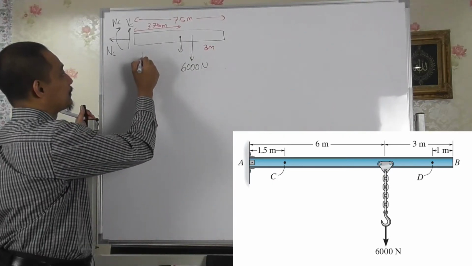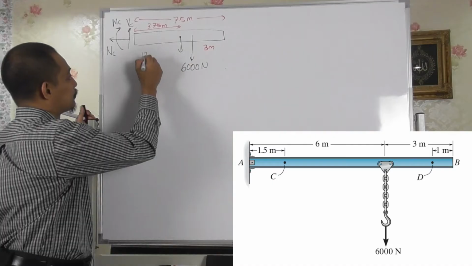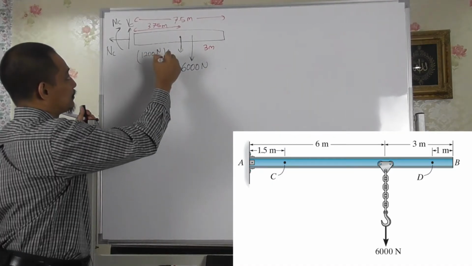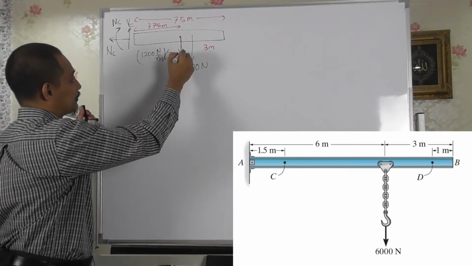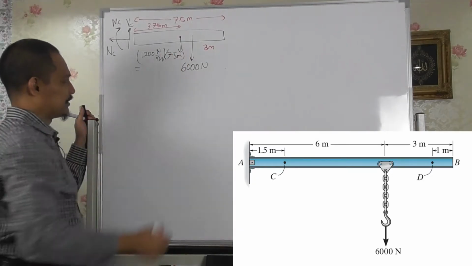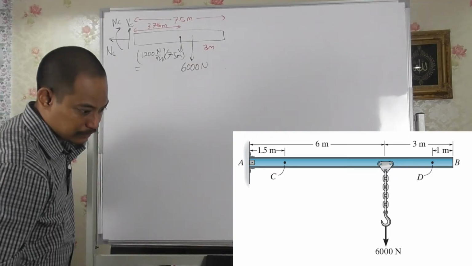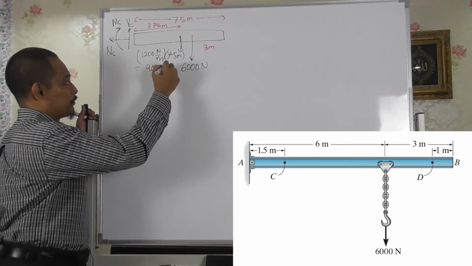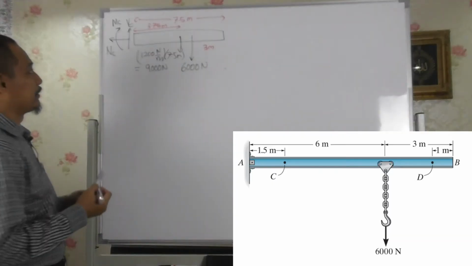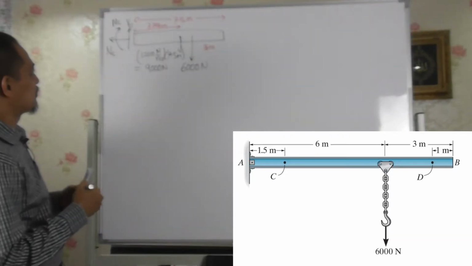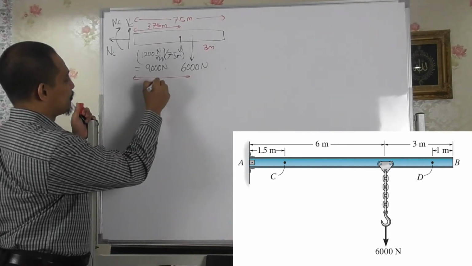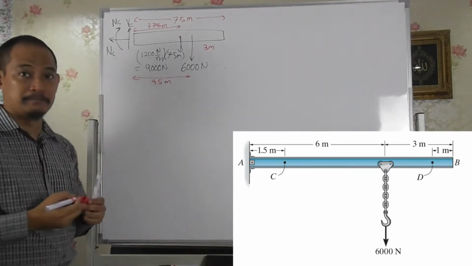So basically we have 1200 Newton per meter times 7.5 meter. If you calculate this, you will get 9,000 Newton, acting at the middle point there. The distance that I erased earlier is 4.5 meter.